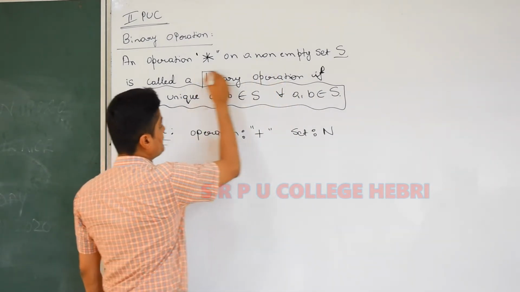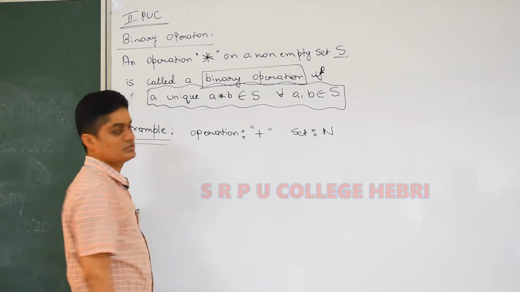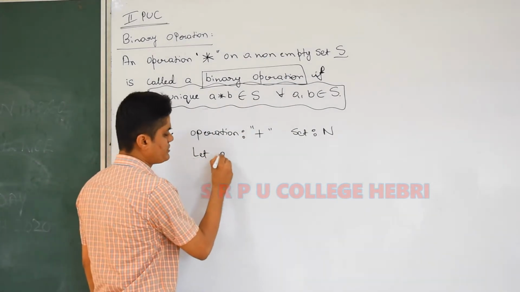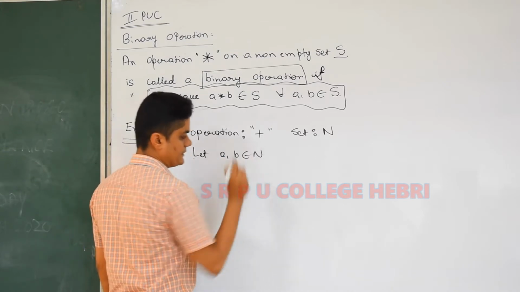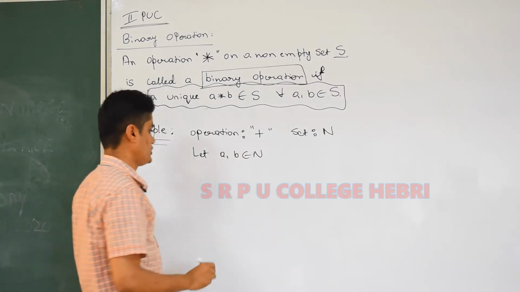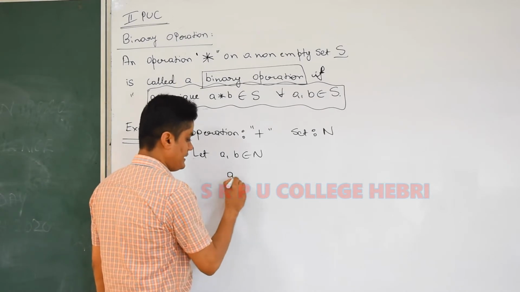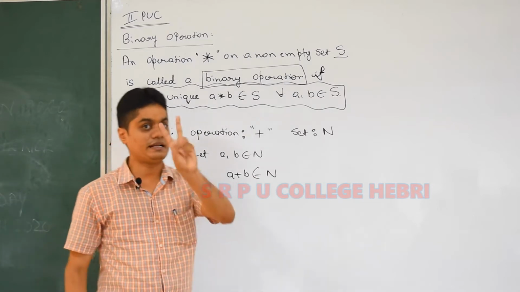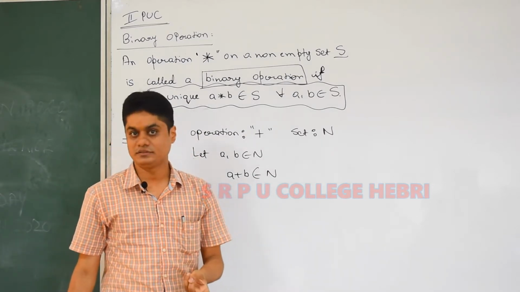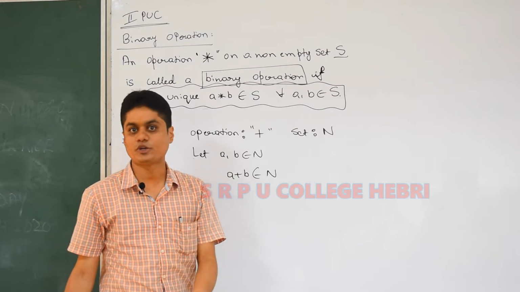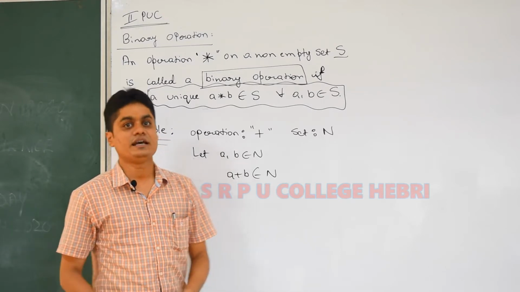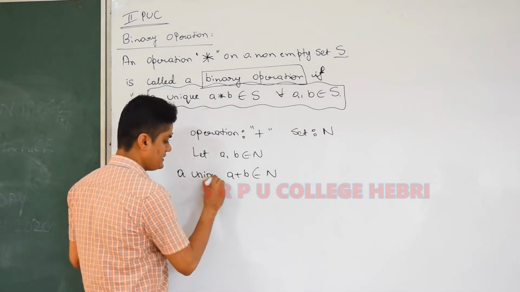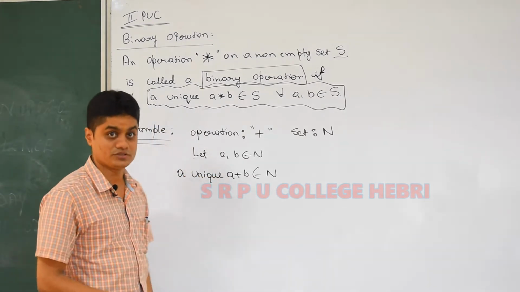So now let us check whether this operation on this set is a binary operation or not. To check this, you have to verify this condition. So take any two elements, A, B belongs to N. Then, is the sum of two natural numbers again a natural number? Obvious. Whenever you add two natural numbers, the result is always a natural number. And one more question, is it unique? Obvious. 2 plus 3, what is the answer? 5.